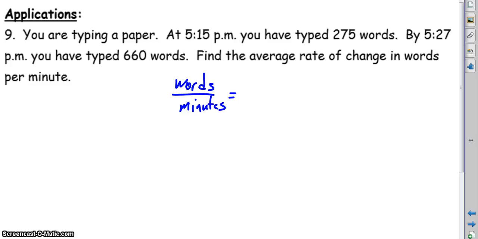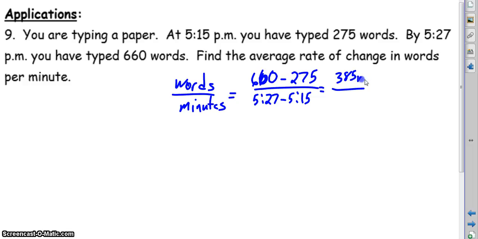So to figure out how many words per minute, you take 660, which is what you end with, minus 275 over 5:27 minus 5:15. So the bottom, it's kind of easy because that's just the time element. The top would be 660 minus 275, which gives us 385.